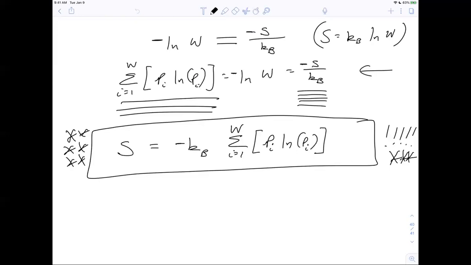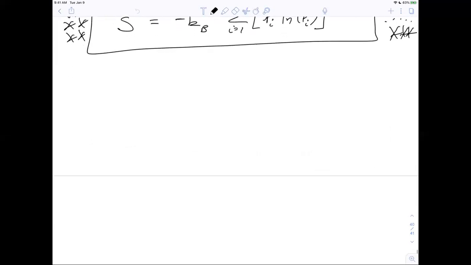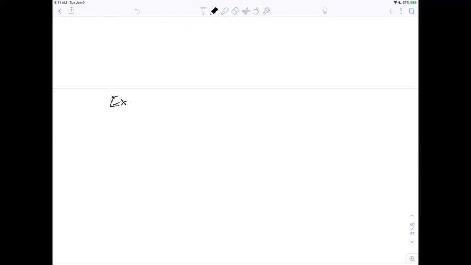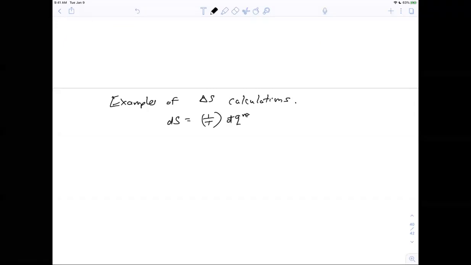Okay, so let's do an example now. We're going to do examples today that require the mechanical approach, because that's probably what you've already seen in the text. Okay, so let's do some examples of delta S calculation. Mostly it'll be the use of dS is equal to 1 over T dQ reversible.